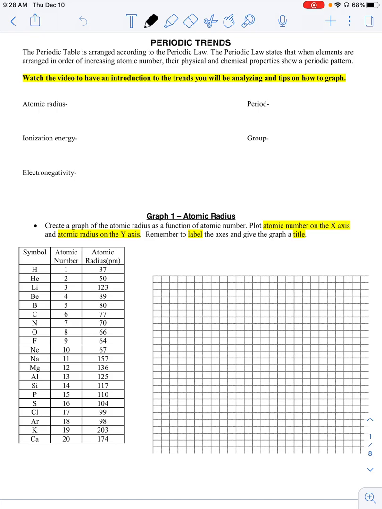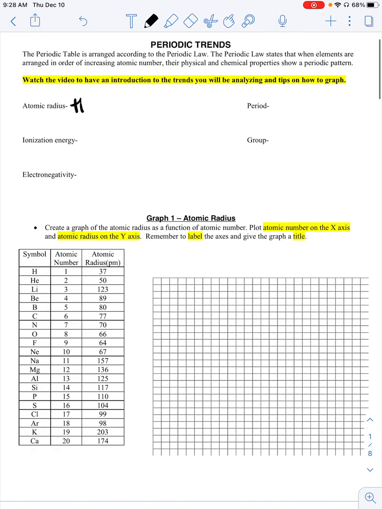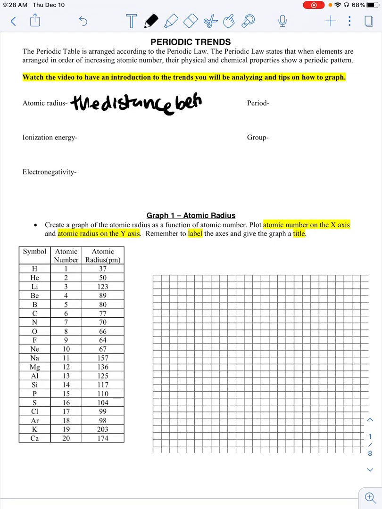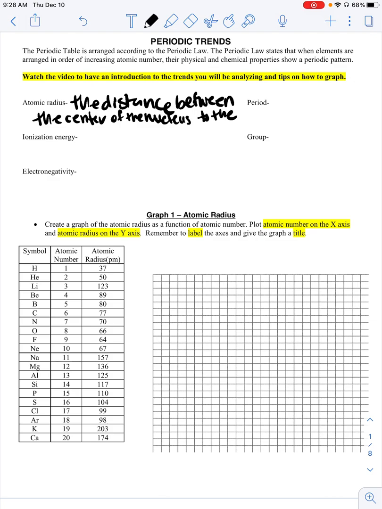This is pretty easy to tell from the name, okay? But this is the distance between the center of the nucleus to the farthest energy level. Did not give you enough room there. Okay, there we go. So it's just a distance, just like you know about radius in math class, same thing, but in terms of an atom.